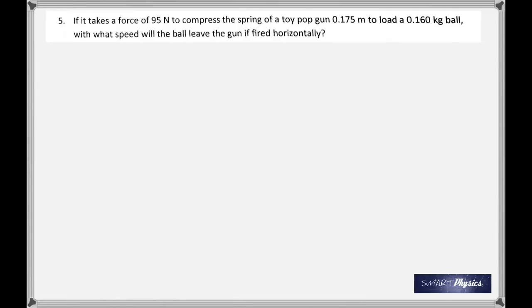In the fifth question, if it takes a force of 95 Newton to compress the spring of a toy pop gun 0.175 meter in order to load a 0.160 kilogram ball, with what speed will the ball leave the gun if fired horizontally? Here you see that the force is 95 newtons and the compression is 0.175 meter. So you can find K using F is equal to Kx, and then the elastic potential energy of the spring is 1/2 Kx squared. All that potential energy gets converted into kinetic energy. So 1/2 Kx squared is equal to 1/2 mv squared. So that's the idea.